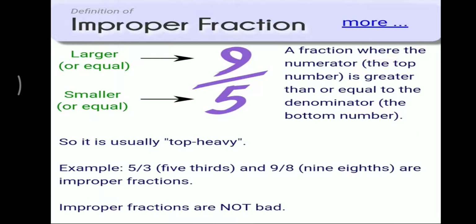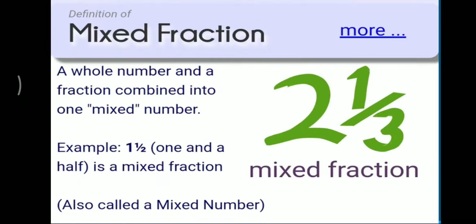Next is improper fraction. An improper fraction is just the opposite of a proper fraction. Here the numerator has to be bigger and the denominator has to be smaller. These fractions are called improper fractions. Next is mixed fraction. In a mixed fraction, there will be a whole number and a fraction combined with the whole number. A mixed fraction is also called a mixed number.